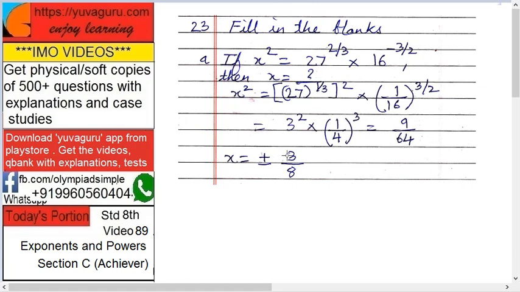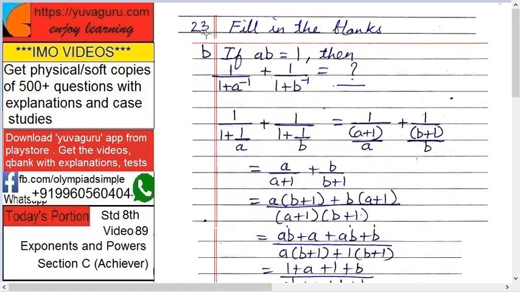So x will be equals to what? Square root of 9 by 64. So it is plus or minus 3 upon 8. In exam, if the answer is in plus or minus 3 upon 8, tick that. If it is only 3 by 8, tick 3 by 8.